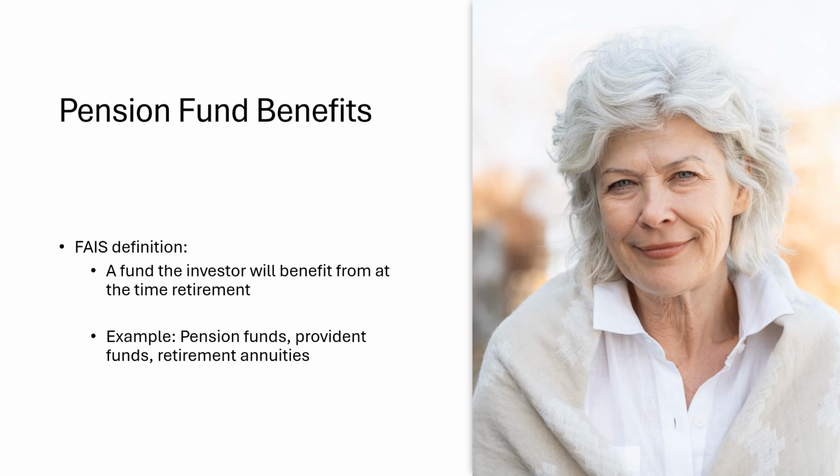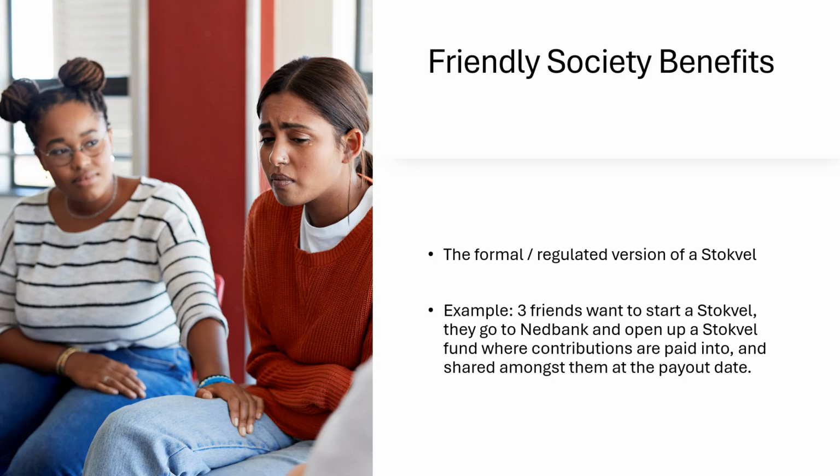Pension fund benefit. Our lady here has gray hair for a reason. This is a fund that the investor will benefit from at the time of retirement. So our examples are any pension funds, provident funds as you know them at work, retirement annuities, things like that. Also not something that is too complicated. I think most of us would be fine with pension funds.